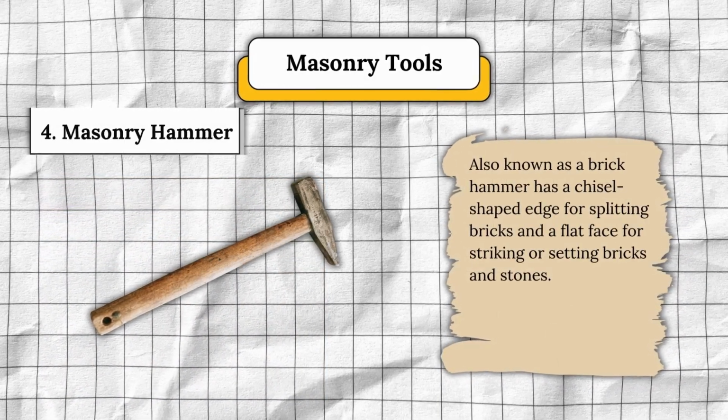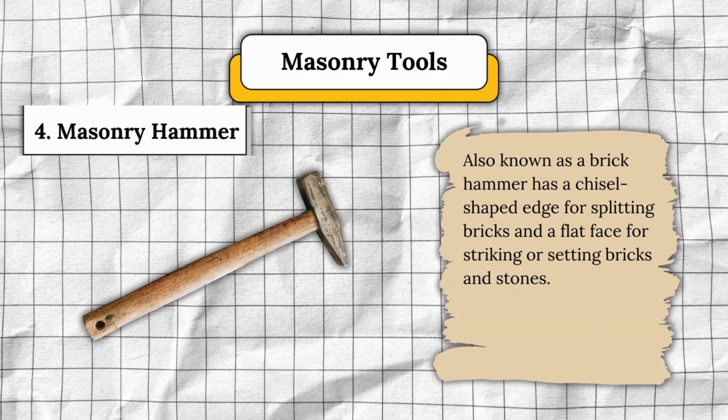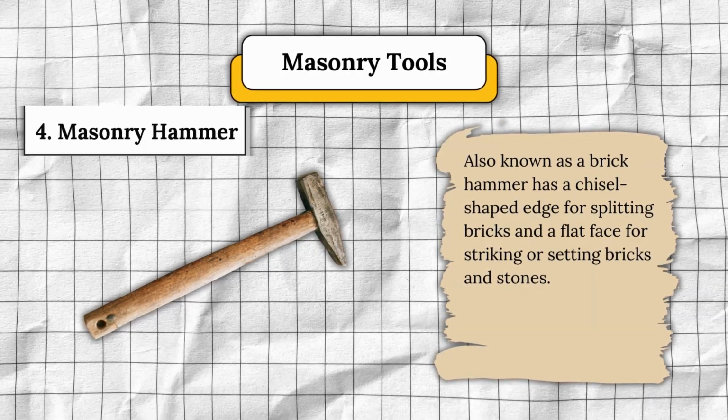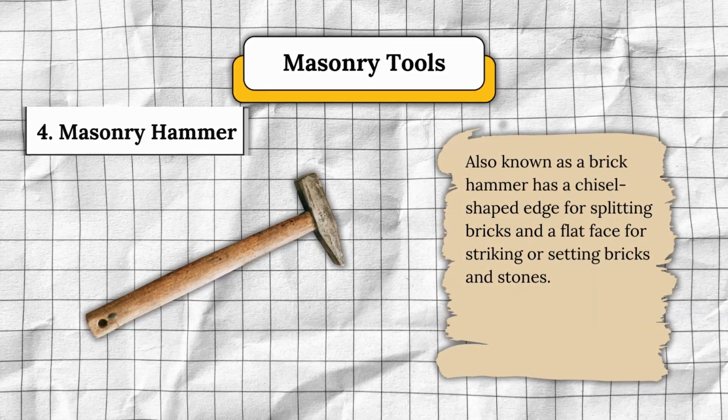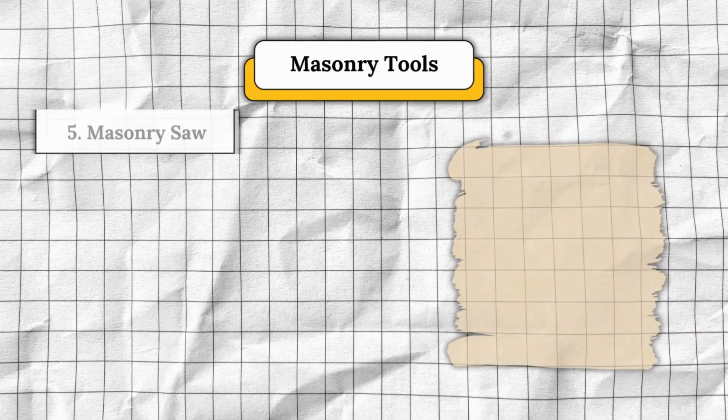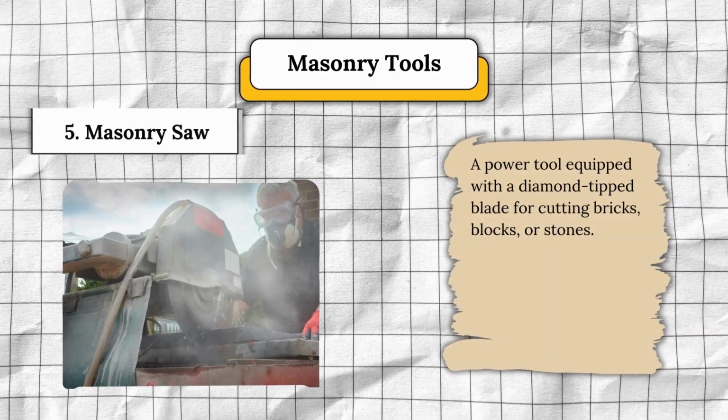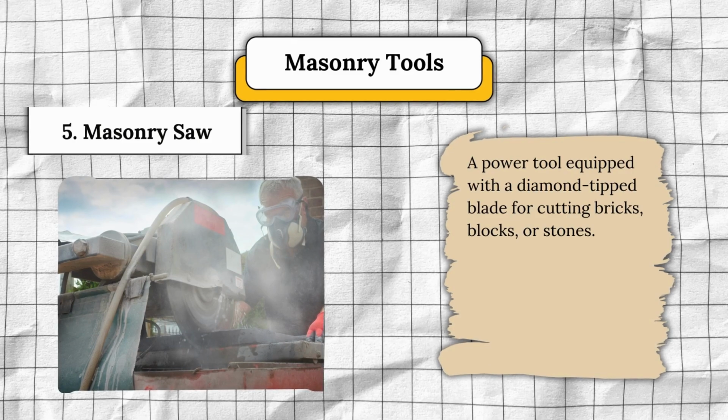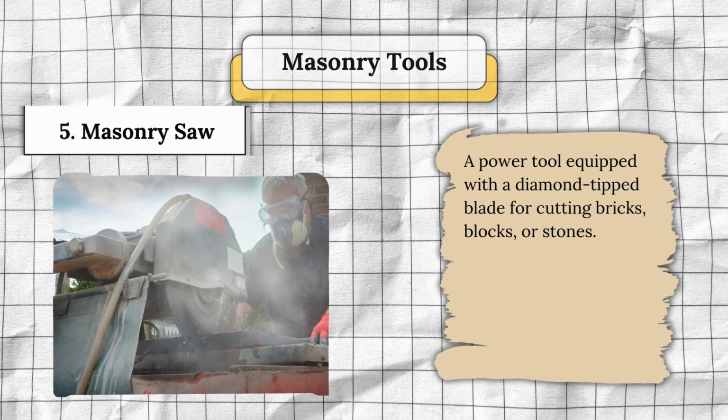Number 4. Masonry hammer. Also known as a brick hammer, it has a chisel-shaped edge for splitting bricks and a flat face for striking or setting bricks and stones. Number 5. Masonry saw. A power tool equipped with a diamond-tipped blade for cutting bricks, blocks, or stones.